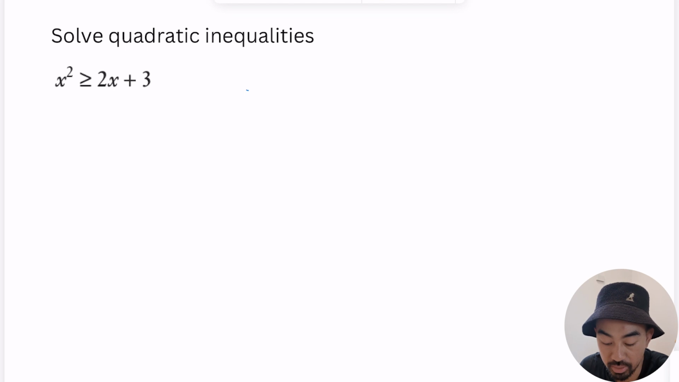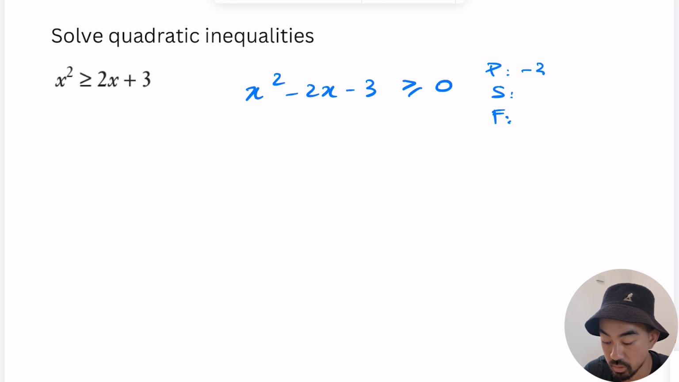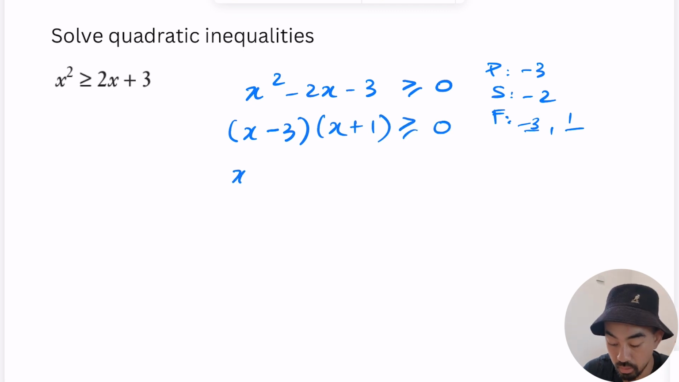Okay, so hopefully getting the hang of it, let's have a look at this one. So x squared is greater than or equal to 2x plus 3. First off is make one side equal to 0. x squared minus 2x minus 3 greater than or equal to 0. Let's factorize. So PSF. My product's minus 3, sum's negative 2, so two numbers that multiply to give minus 3, that add to give negative 2 is minus 3 and 1. x minus 3, x plus 1 is greater than or equal to 0, x equals 3, or negative 1.